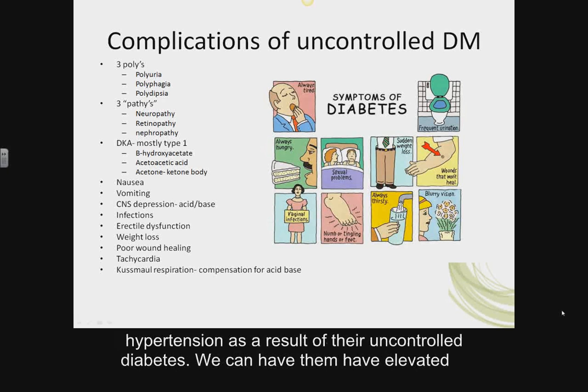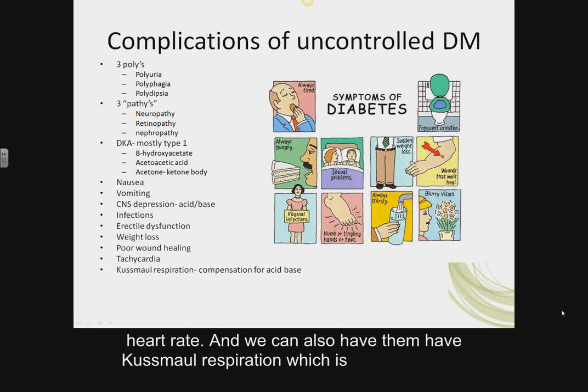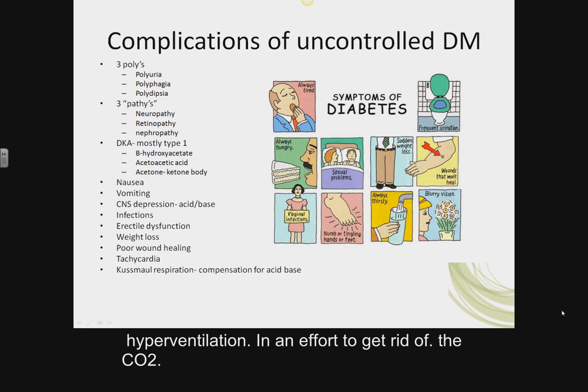Anyway, we can have the patient have hypertension as a result of their uncontrolled diabetes. We can have them have elevated heart rate, and we can also see in them Kussmaul respiration, which is hyperventilation, in an effort to get rid of the CO2.